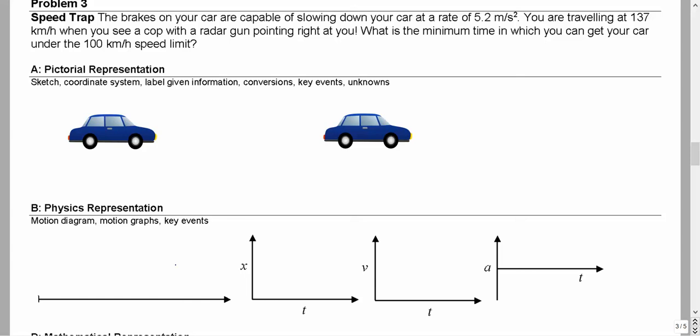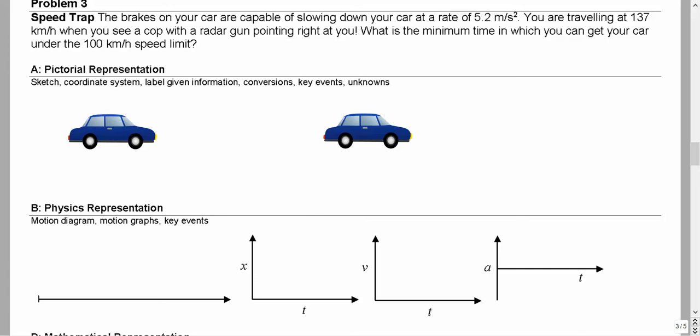So let's look at problem number 3. This is the speed trap. The brakes on your car are capable of slowing down your car at a rate of 5.2 meters per second squared. You're traveling at 137 kilometers per hour. You see a cop, radar gun pointing at you, and then the question is, what's the minimum time in which you can get your car under the 100 kilometer per hour speed limit?